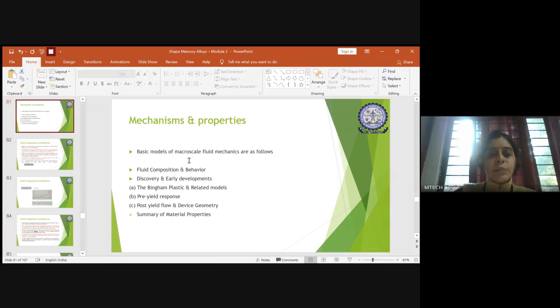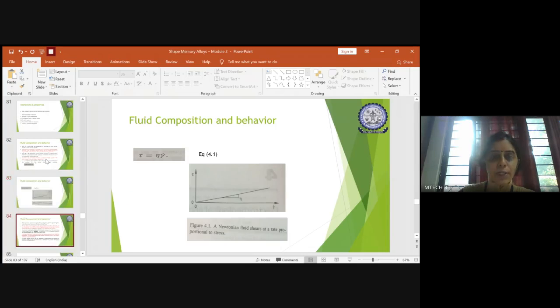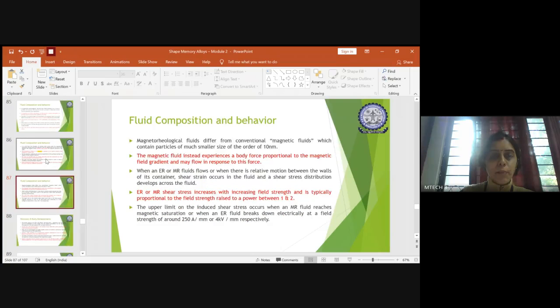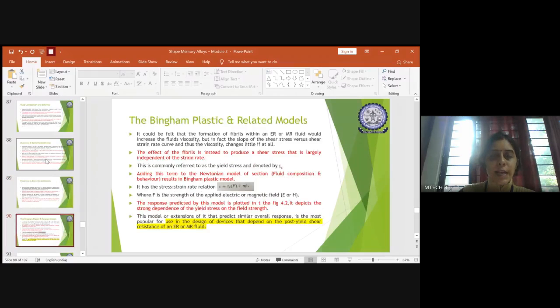We did the basic models of macroscale fluid mechanics with the sections on fluid composition and behavior. So we have done fluid composition and behavior. We have done discovery and early developments. Later we came to developing the mathematical model for Bingham plastic and related models. So we have completed up to Bingham's model in the last class, right?